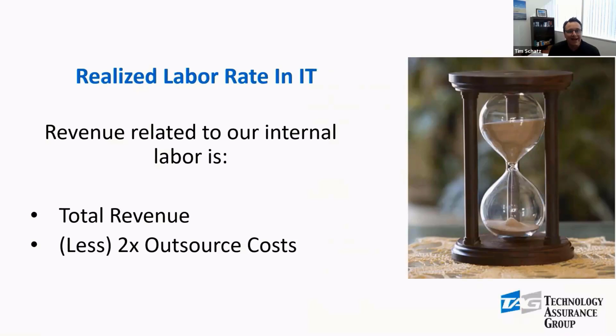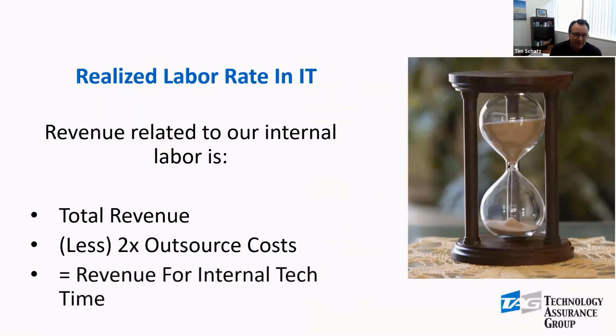When we look at realized labor rate, this is a metric that'll tell us if we're on track. We're going to take our total MSP revenue and deduct twice the outsourced costs because we know that we do need to get a 50% gross margin on those items as well. What is remaining is the revenue for our internal tech time.